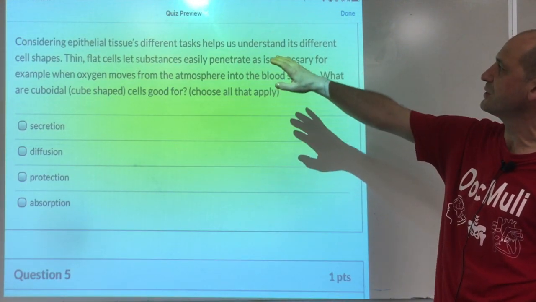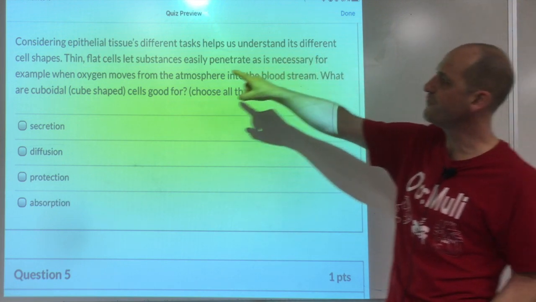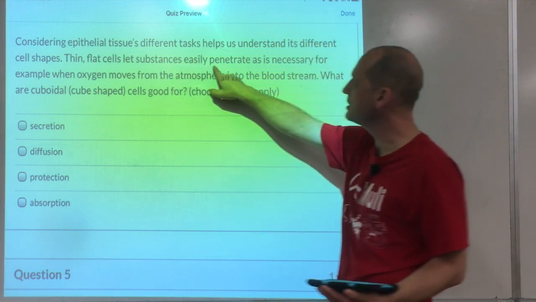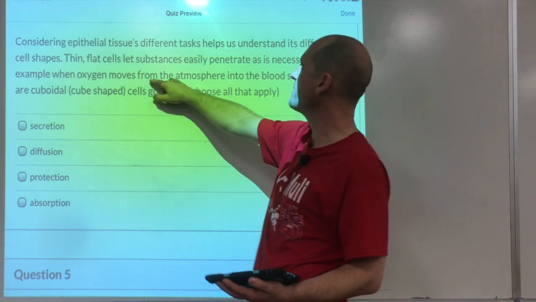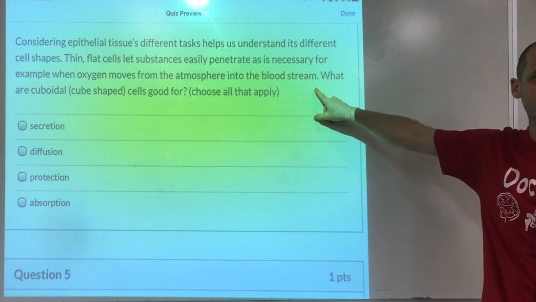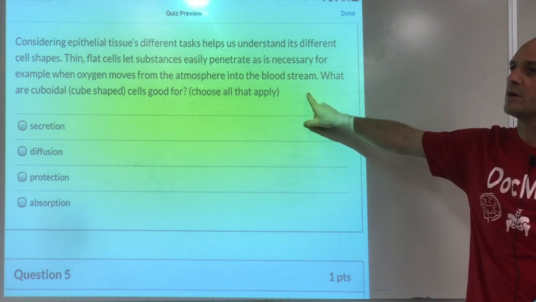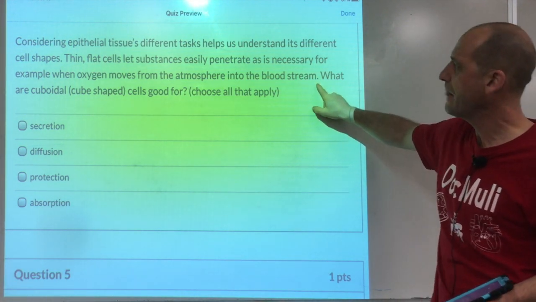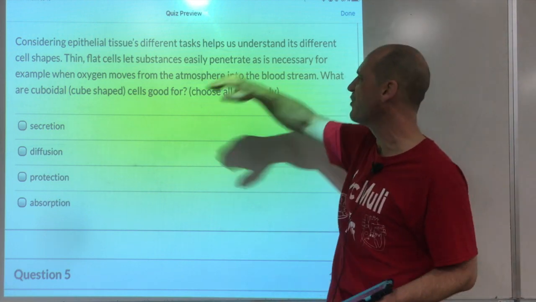Considering the epithelial tissue's different tasks helps us understand its different cell shapes. Thin, flat cells let substances easily penetrate, as is necessary, for example, when oxygen moves from the atmosphere into the bloodstream. That's where the alveoli work. We're going to have a chapter on that, but in chapter 1, we talked about alveoli briefly. What are cuboidal, cube-shaped cells good for?